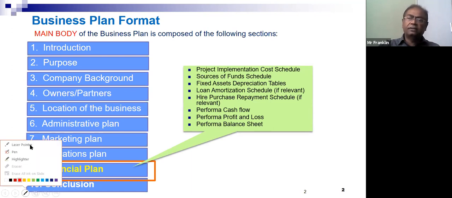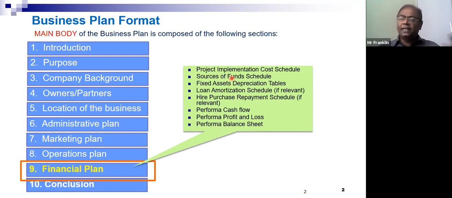The source of funds. Source of funds is where the money is going to come from, how much the investor is going to pay, how much bank loan we're going to get. All that information is highlighted here. And the fixed asset table representation means what the fixed assets are, and what the loan amortization schedule is. If you're taking a loan, how much are you going to pay off? It tells you the structure, how much you're going to pay every month, if it's relevant.